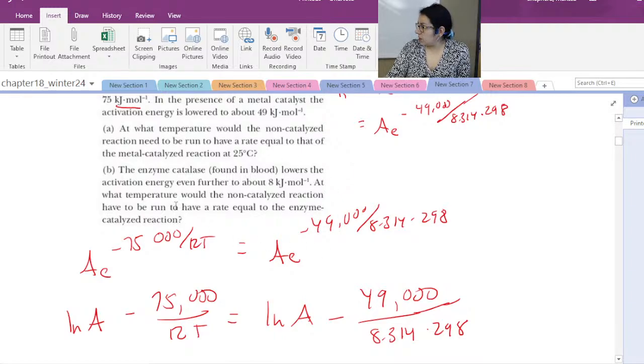And so let's try B then. So continuing on. So the enzyme catalyst found in blood lowers the activation energy even further. And so now figure out at what temperature would your non-catalyzed reaction have to run at. So see if you can repeat that process now that we've seen it. I presume it means that the enzyme catalyzed reaction is at 25 degrees Celsius. Yes. Yeah. So let's still assume 25 degrees Celsius. It doesn't say anything different.